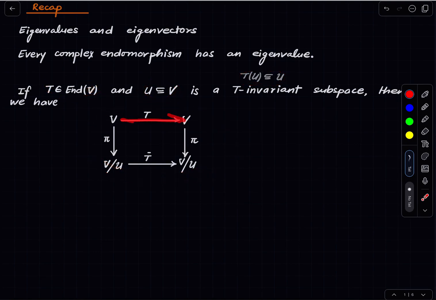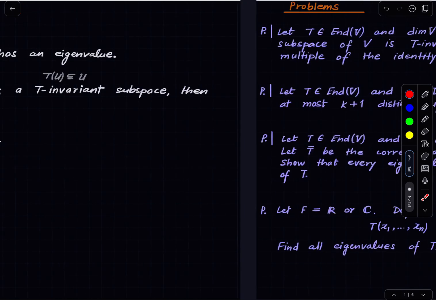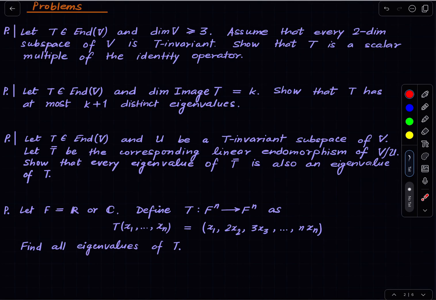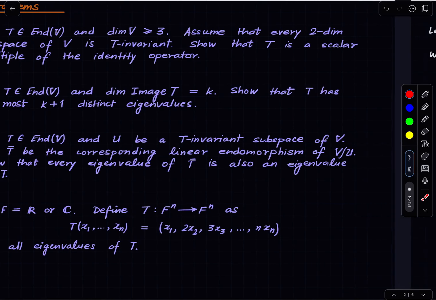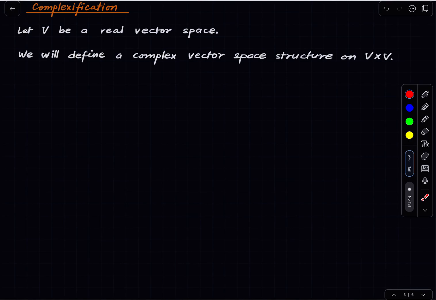So this endomorphism T gives rise to this endomorphism on the quotient space. So what is this map pi? This map pi takes v to the corresponding coset, and T bar takes the coset of v to the coset of Tv. So we have seen this many times, and let us proceed. Here are some problems for practice. And now let us get started.